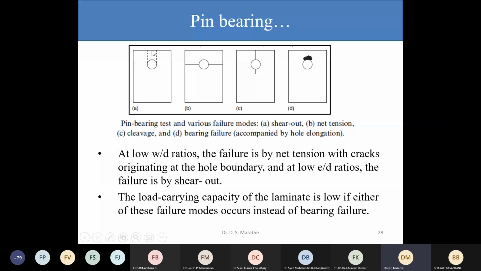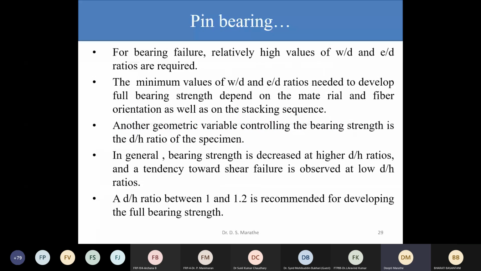Now the load carrying capacity of this laminate is low if either of these failure modes occurs instead of bearing failure. So bearing failure is naturally not a sudden failure. These two failures are going to be sudden failures. And in case of bearing failures, there is going to be a warning, like the ductile failure. So for bearing failure, what you need is naturally the width of the specimen has to be much more than the diameter of the hole, or the distance between the end of the specimen and the hole has to be greater. So as I said, there are certain geometric conditions which decide the type of failure.